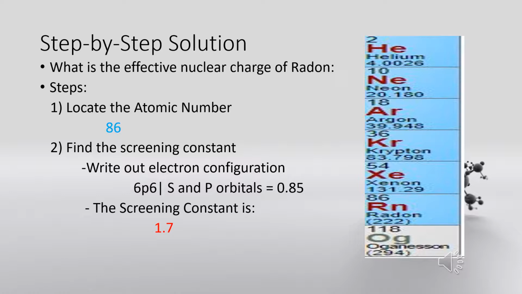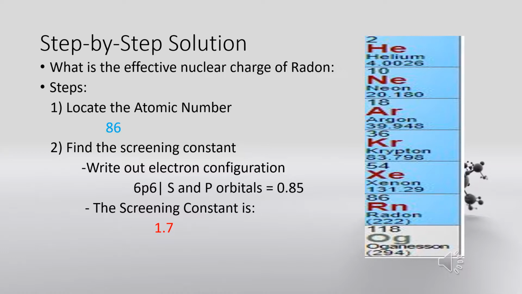Let's start by going over the question again: what is the effective nuclear charge of radon? The first step is to locate the atomic number. To save time, I have cut out part of the periodic table, the noble gases side, and that's provided here on the right. If you go down the list, you have helium, neon, argon, krypton, xenon, radon, and so on. Looking at it, you see that radon is 86, and that is its atomic number.